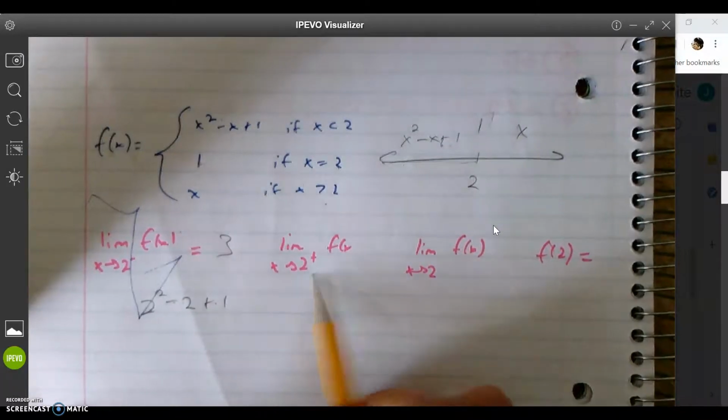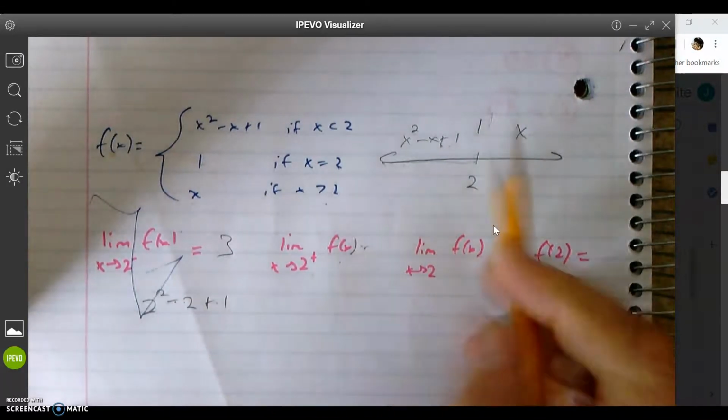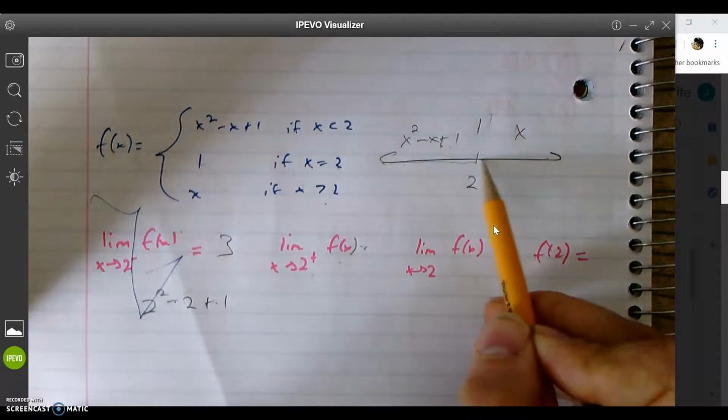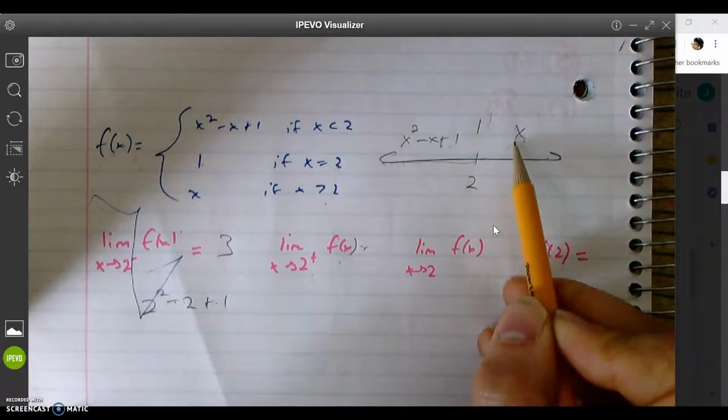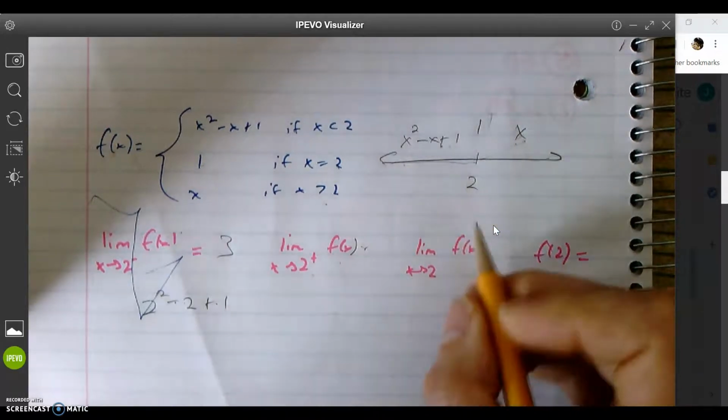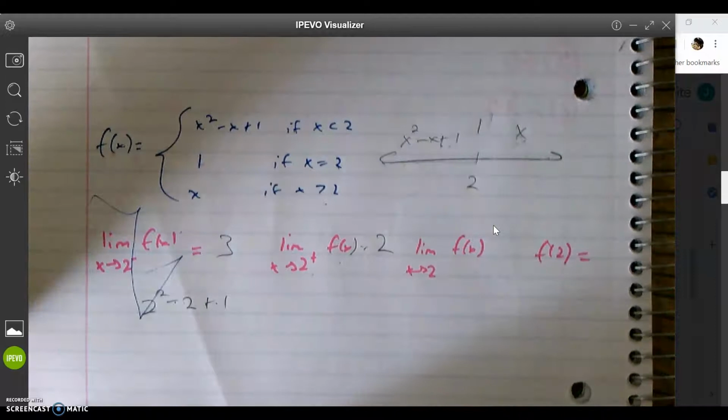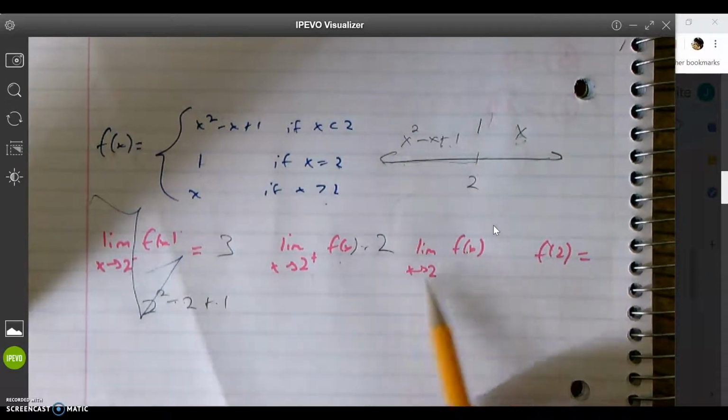Now the limit as x approaches 2 from the right of f of x. From the right, I'm getting really close to 2. What part am I on? I'm on this part, so that is just x. So that's 2 plugged in for x, which is, boom, 2. Got it. Okay.